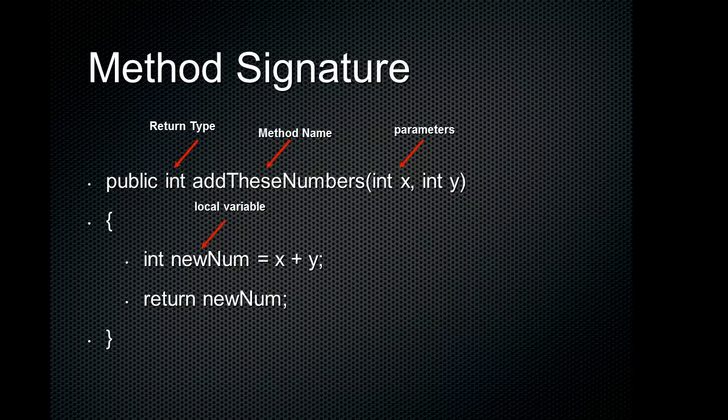So, methods, remember, are verbs. Methods are verbs. And here what we have is a method signature. Public int add these numbers. This looks like a kind of confusing syntax because we see a lot of letters and a lot of symbols, and it's not all going to make sense right away. We'll need to see this a couple times before it makes sense, but we can go ahead and explain it.